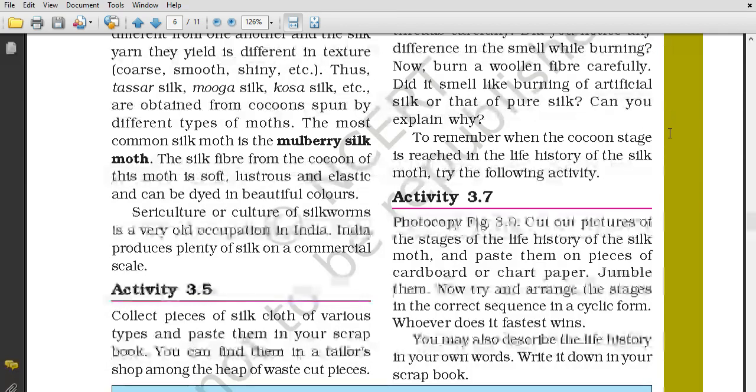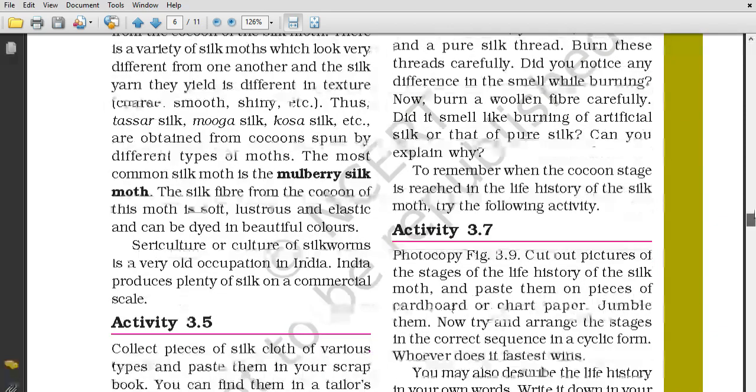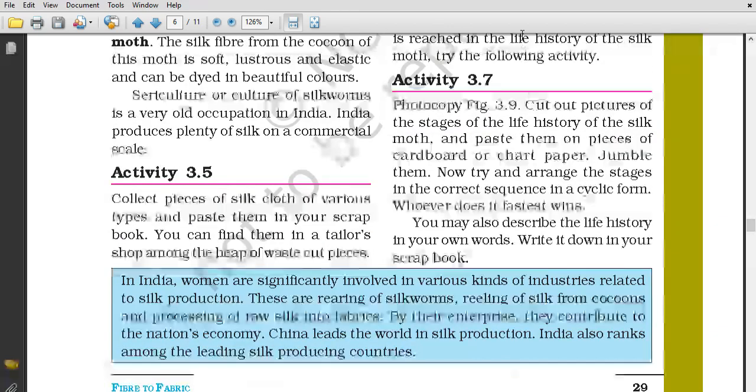To remember when the cocoon stage is reached in the life history of the silk moth, try the following activity. So we have to remember this thing. This is a hint of these questions. So you have to give the answer in the comment box.